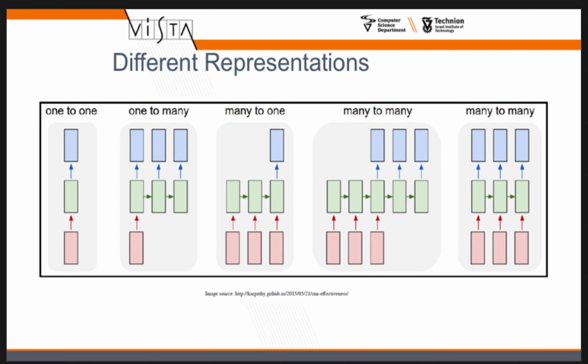Great. So I assume that you have seen some basic RNN examples. Different representations of RNNs: we can have one input and one output, one input and many outputs, and we may have all these permutations. Here we can feed a word and expect a word. Here we can feed a word and expect a sentence. And here we can feed a sentence and expect a word, or a sentence and expect a sentence.